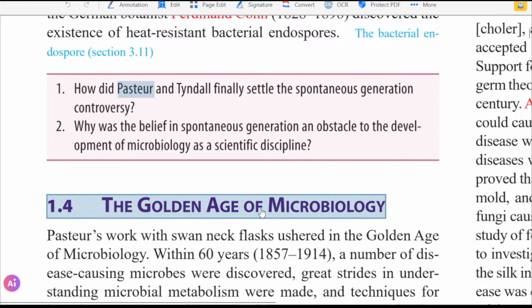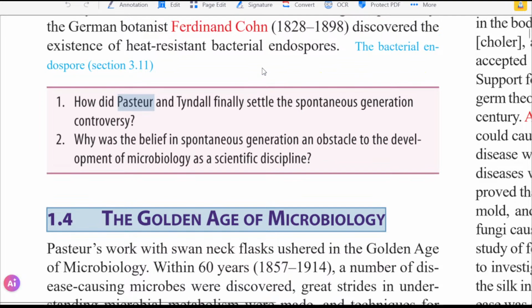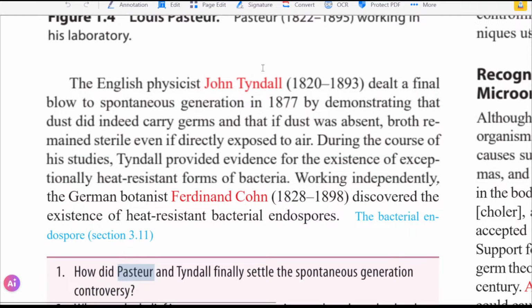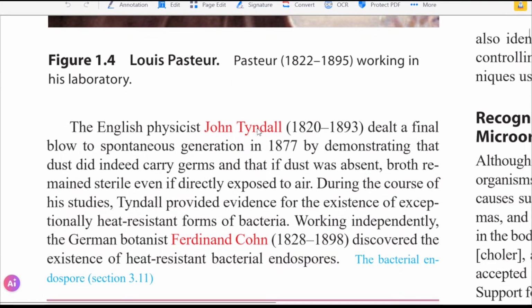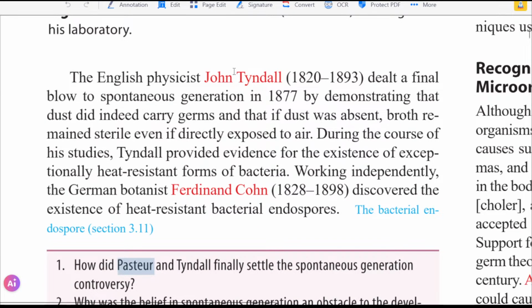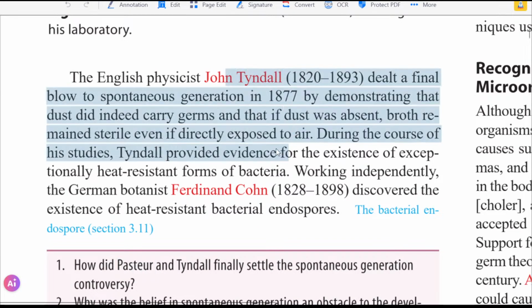I think you studying this chapter with me in the lives, you will know how much effort he put in. So here it is, Tyndall. He was demonstrating that dust did indeed carry organisms. So he finished the spontaneous generation by experimenting and explaining that dust had germs, like germs were the cause of the life that came out of the meat, or you can say the organic matter that was left.